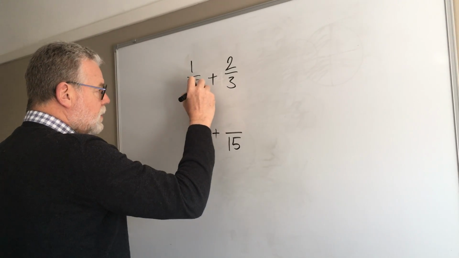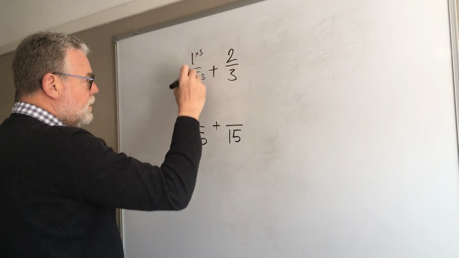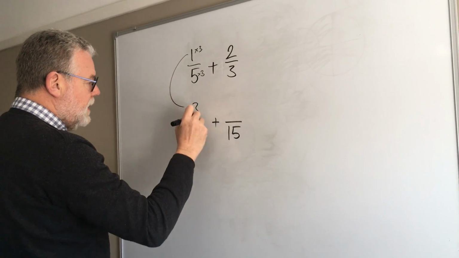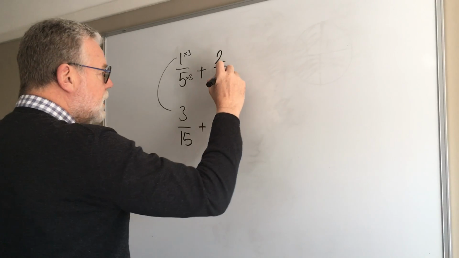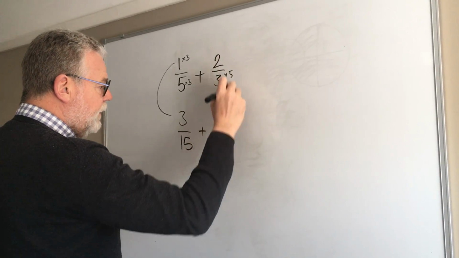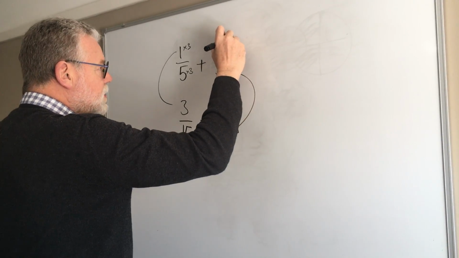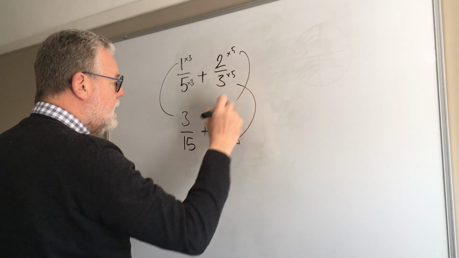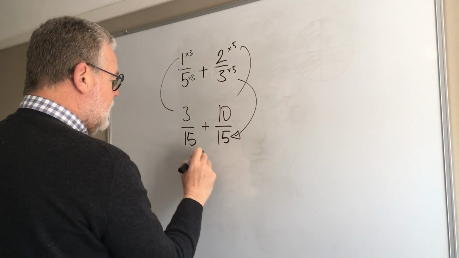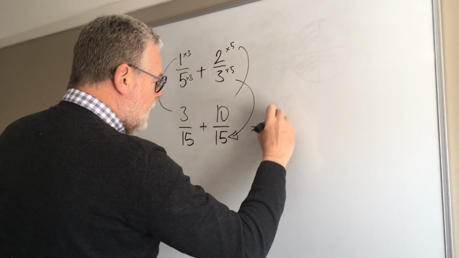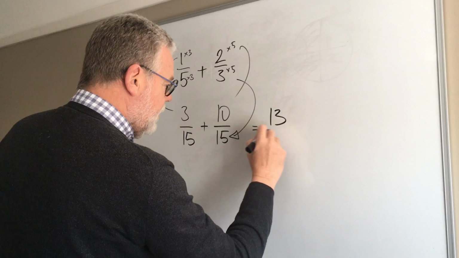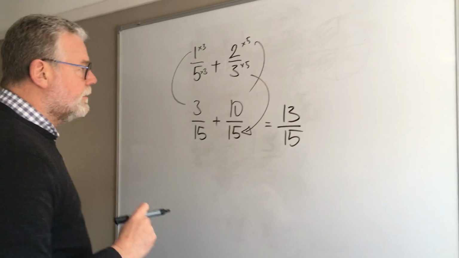So here I multiply by 3, I do the same to the top. So a fifth is the same as 3/15. We've actually created what we call an equivalent fraction. Here, if I multiply that by 5, I do the same to the top, and the answer is 10. So now, because the denominators are the same, we can add the numerators. So the answer is 13/15, and that's it.